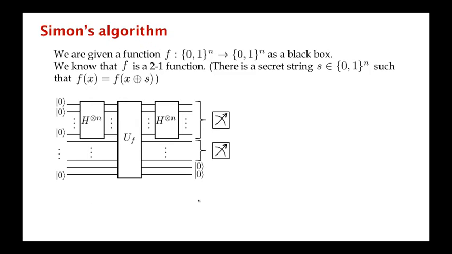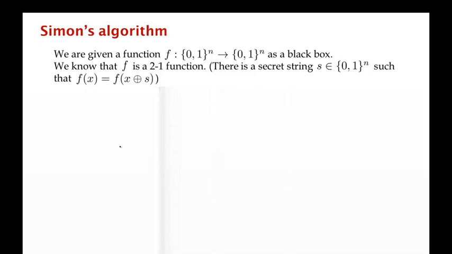Okay, so putting it all together, this is what Simon's algorithm looks like. You start off with your input qubits in the state 0. You do a Hadamard transform. You compute f, do a Hadamard transform, and measure, and that's it. This measurement gives you a linear equation that s must satisfy. Repeat this process n-1 times, collect n-1 linear equations, solve them, and you find your secret string S.